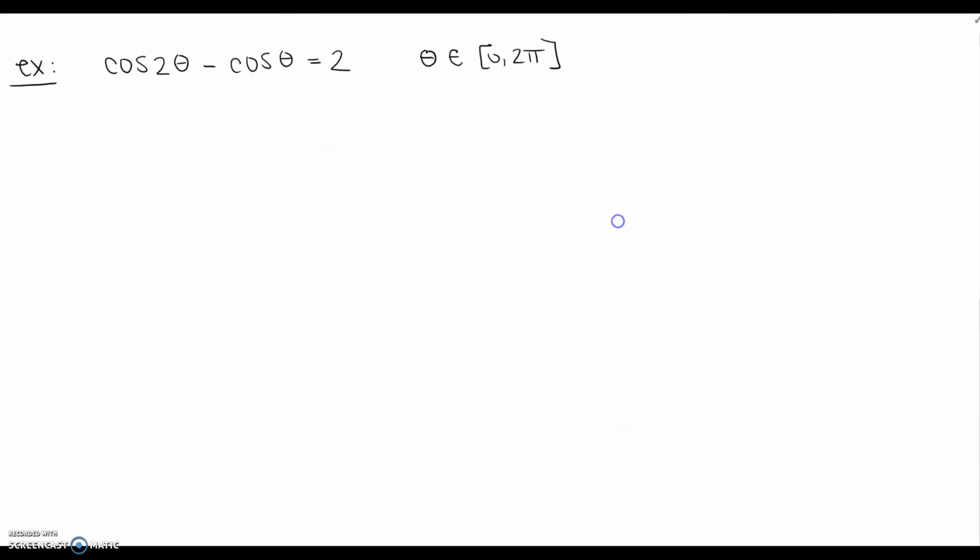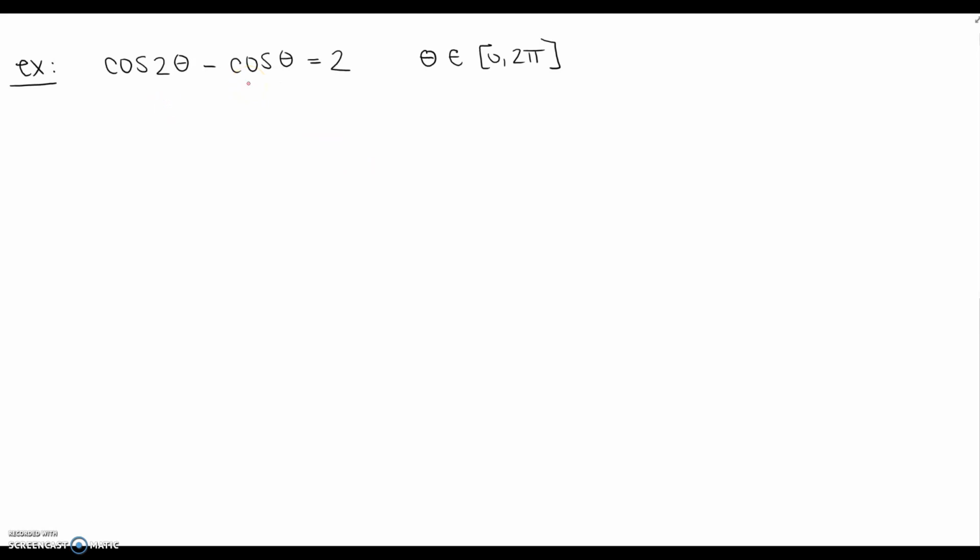Okay, so some of you might immediately think, hey, we could factor out a cosine, but unfortunately we can't. Hopefully you know why, and it's because this is 2 theta and this is theta, so they are not the same. It's not like we have a cosine squared. So if this were cosine squared of just theta minus cosine of just theta, then we could do factoring.